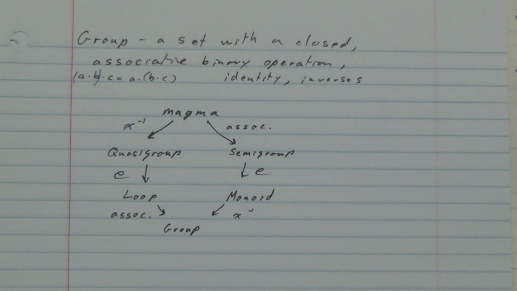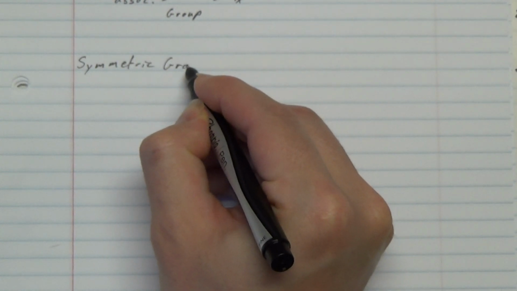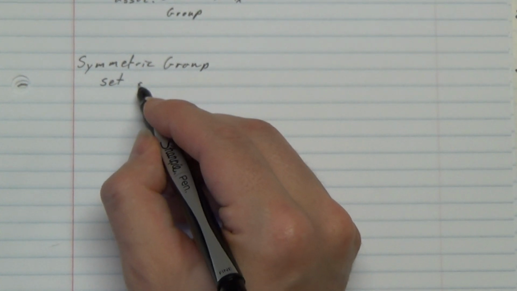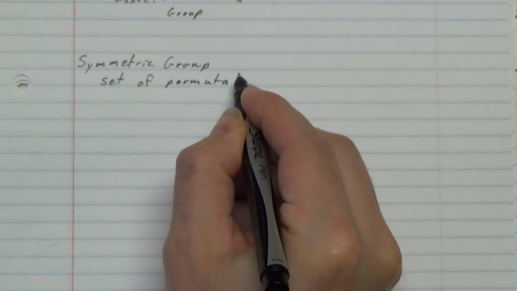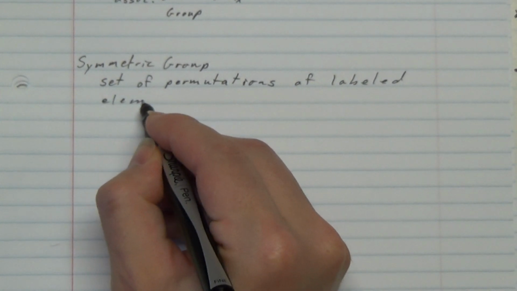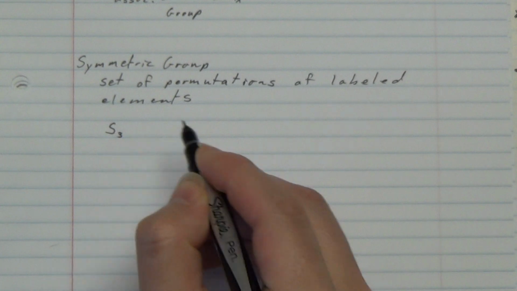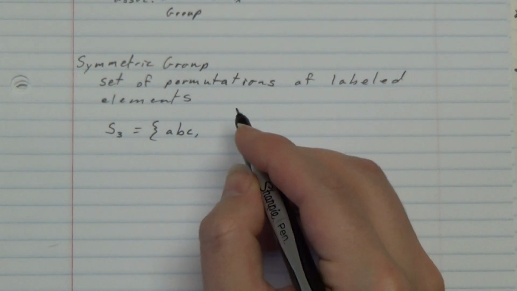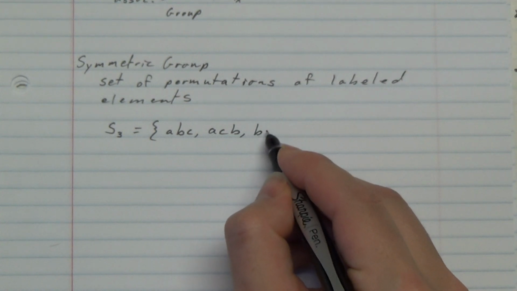I want to show you some examples of groups. One example is a symmetric group. A symmetric group is a set of permutations. So for instance, a symmetric group of three elements is the set of permutations of three elements.